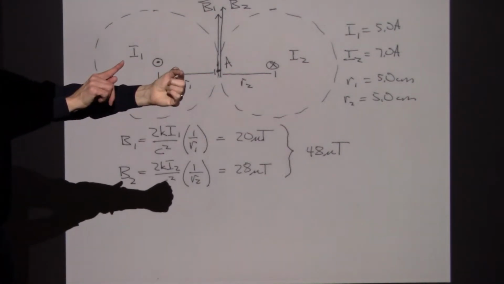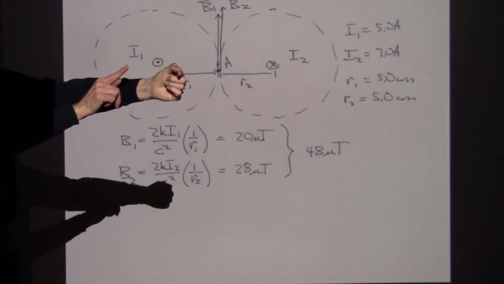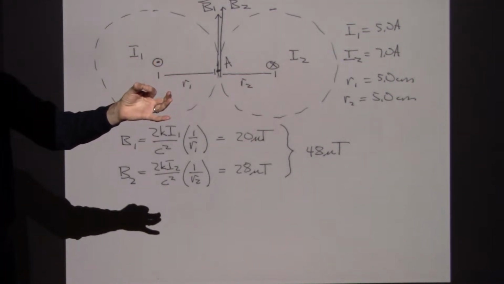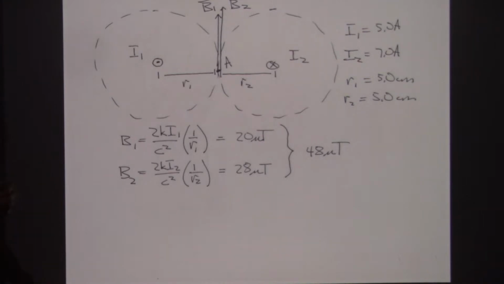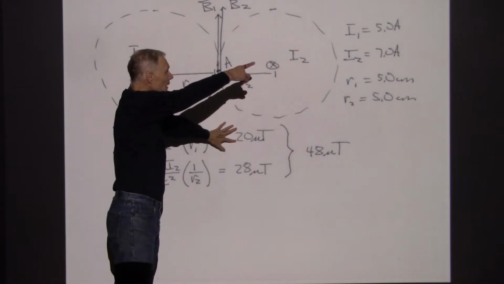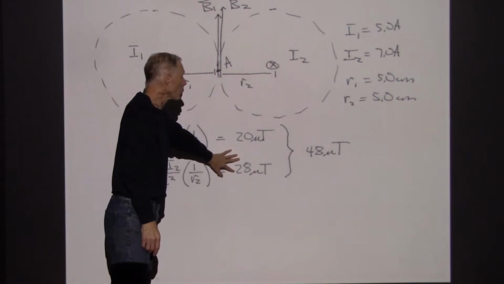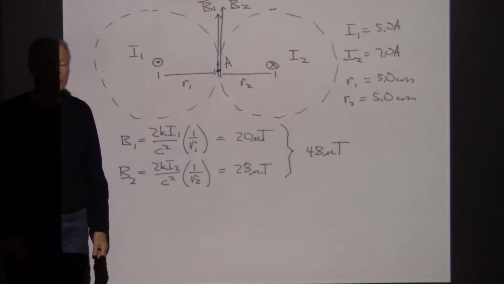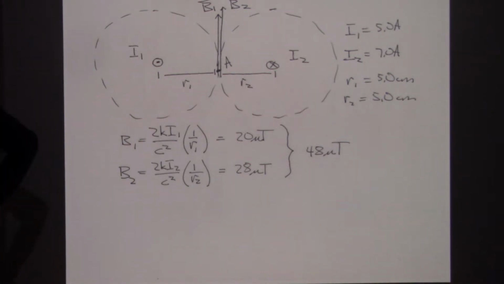So I've got two wires that are separated by 10 centimeters, and I'm looking at a point halfway between. Of those two magnetic fields, one of them is working out to be 20 microtesla, that's the one with the 5 amps, and the one with the 7 amps is working out to be 28 microtesla, and I can add those together. The combined magnetic field from both sources will be 48 microtesla.